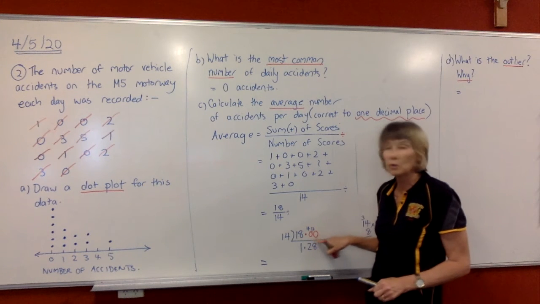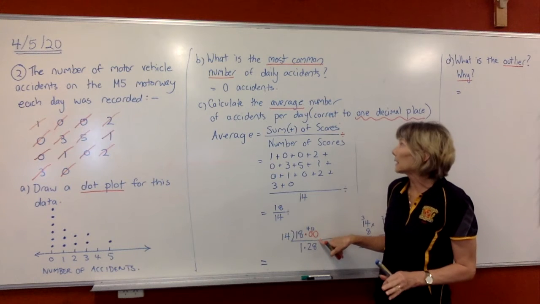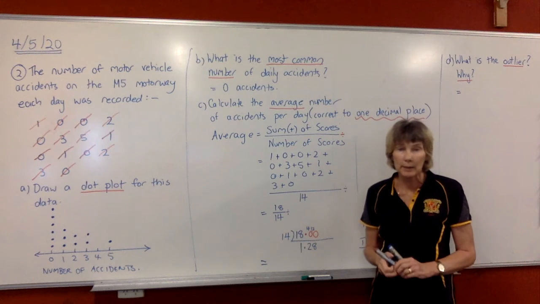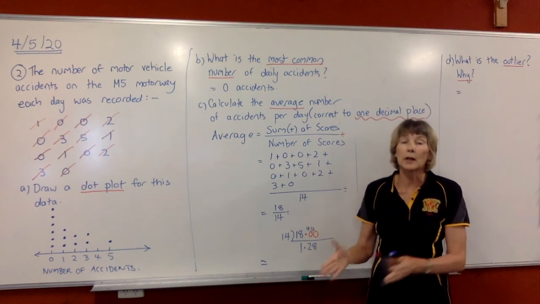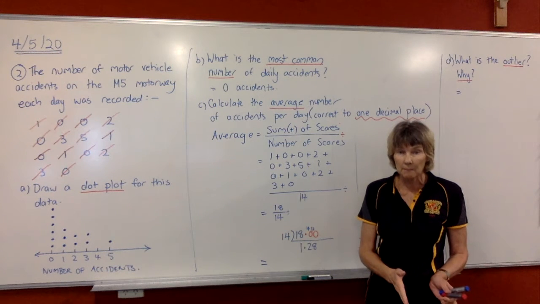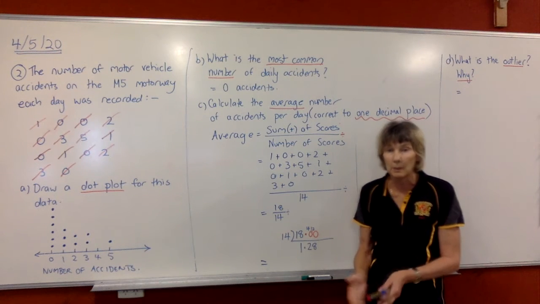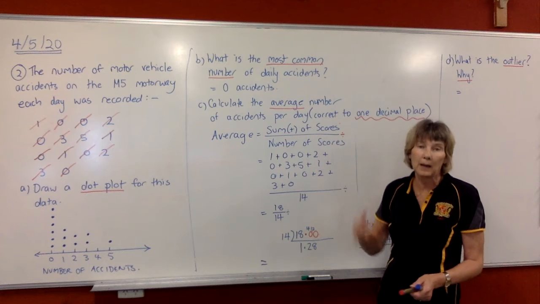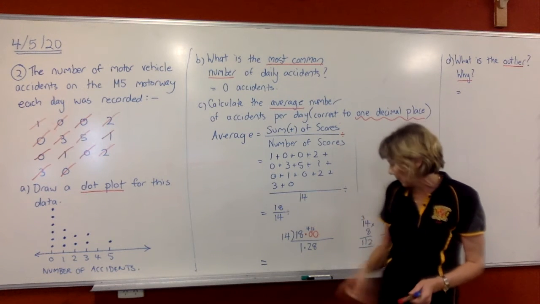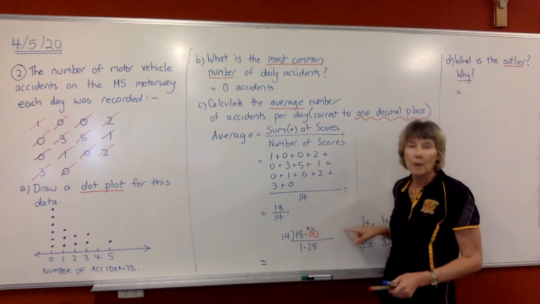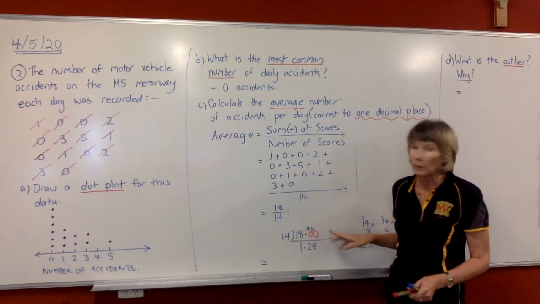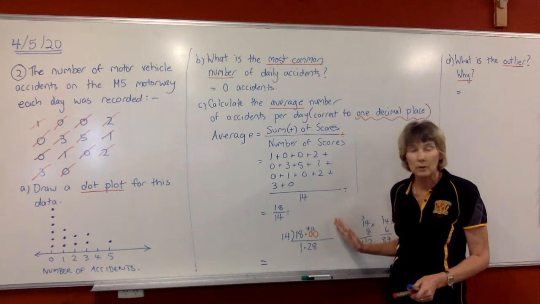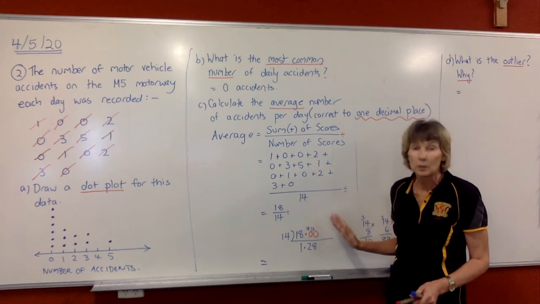Now I've put two zeros for the reason that if you're going correct to one decimal place, you need to go to two decimal places so we can round to one decimal place. You need to go one more place than whatever they say there. Normally I would say keep writing zeros, but we're not doing that here because this goes on forever and we don't need to do it.